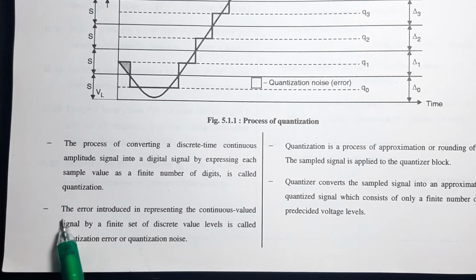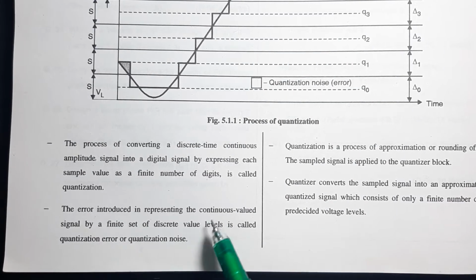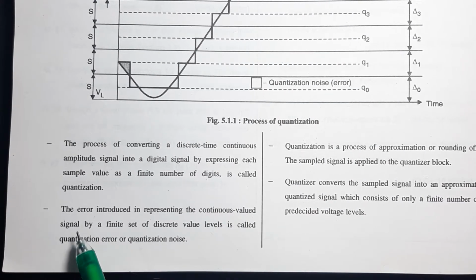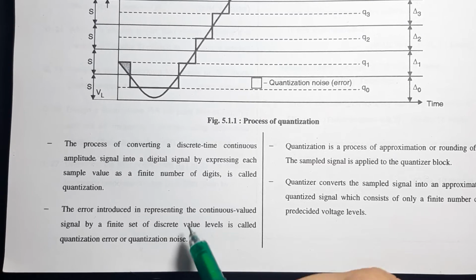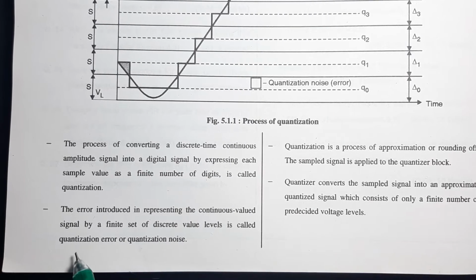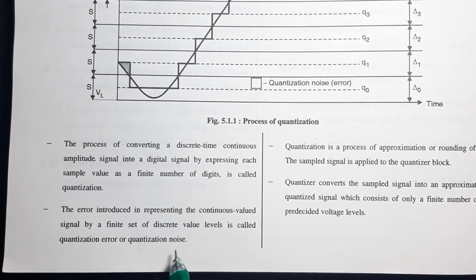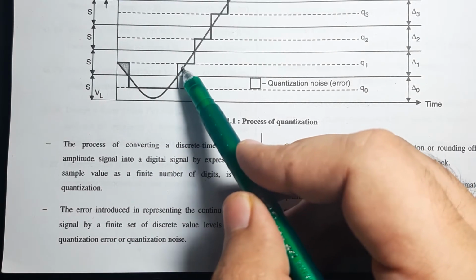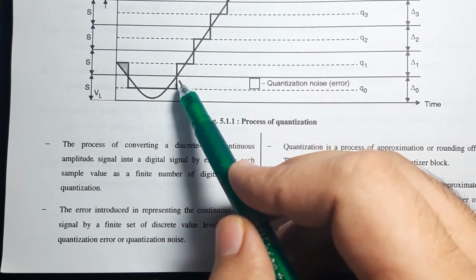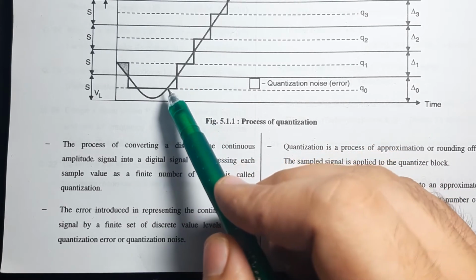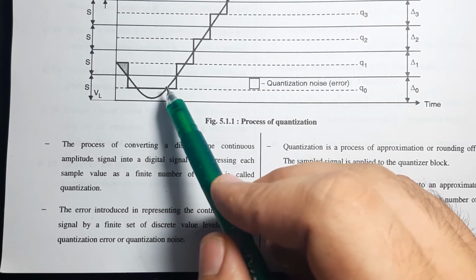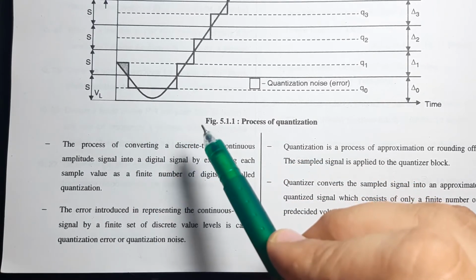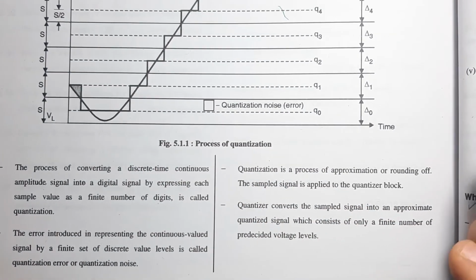The error introduced in representing the continuous valued signal by a finite set of discrete value levels is called quantization error or quantization noise. Of course, if you are plotting a signal over here, there will be some error because you are approximating it to the nearby digital value, and hence there is some noise included. What that noise is, we will also discover over a period of time.